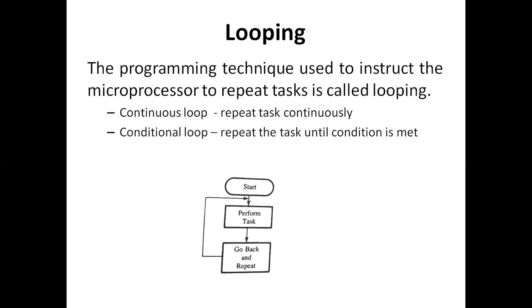Whenever we have to repeat the task a finite number of times, there must be a certain condition. If that condition is met, the task will not be repeated. Otherwise, it will be repeated. That is why there are two kinds of loop: the continuous loop and the conditional loop.